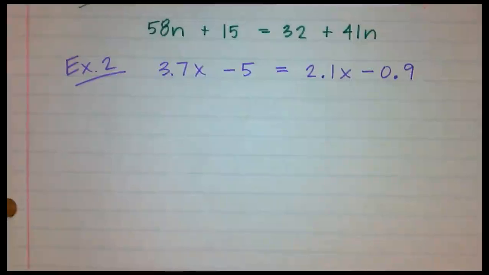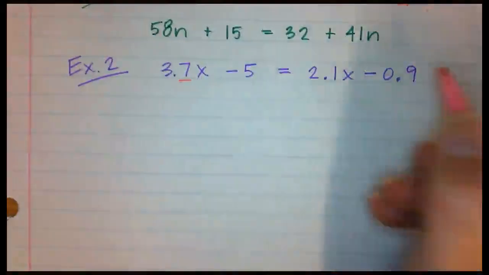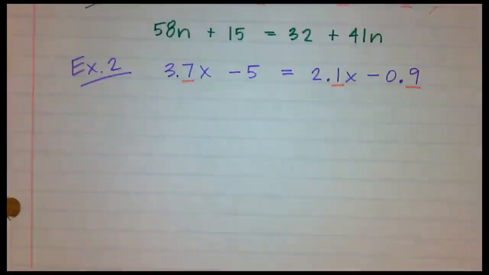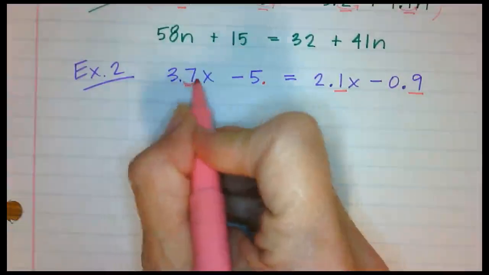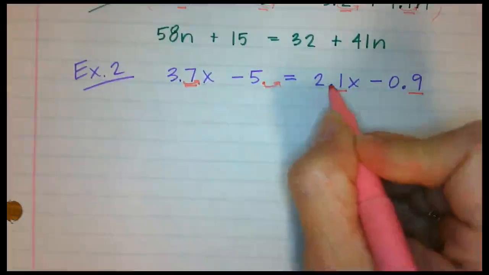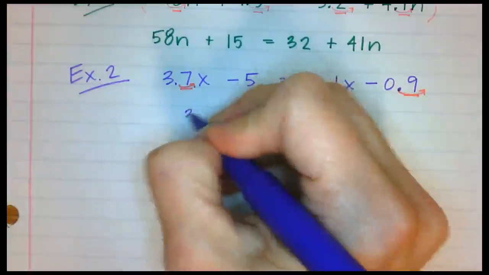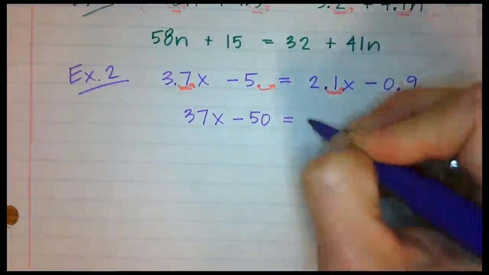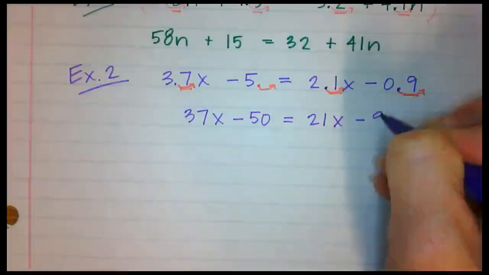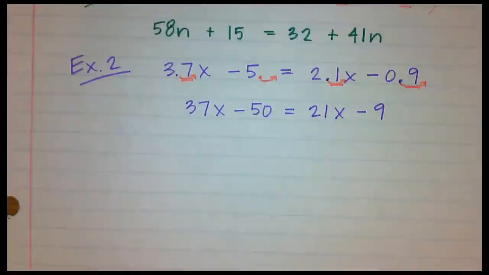All right, so again, what you're going to do is look. I have one decimal there. This would be like 0.0. There's one decimal there and one decimal there. So there is a decimal here, but we don't have any after it. So we could, again, multiply this whole equation by 10, which would move that over 1, that over 1, that over 1, and that over 1. So our equation would be 37x minus 50 equals 21x minus 9. And then you could go through the steps to solve from there.